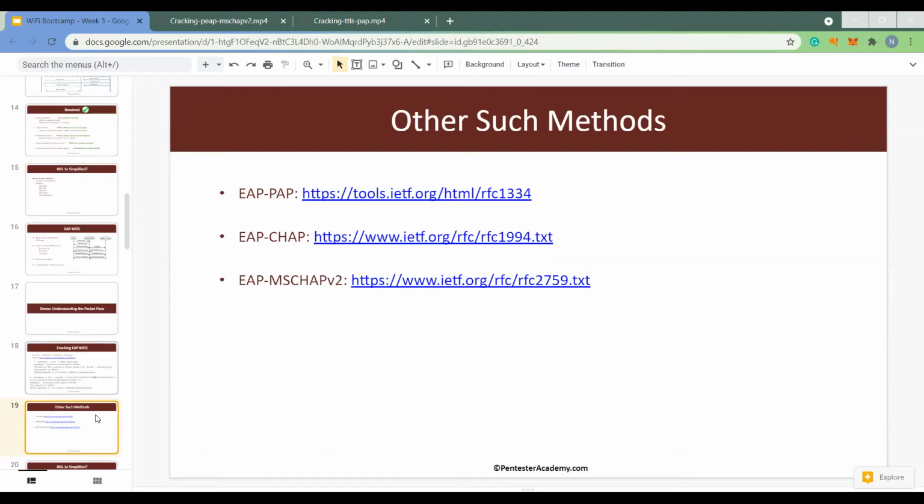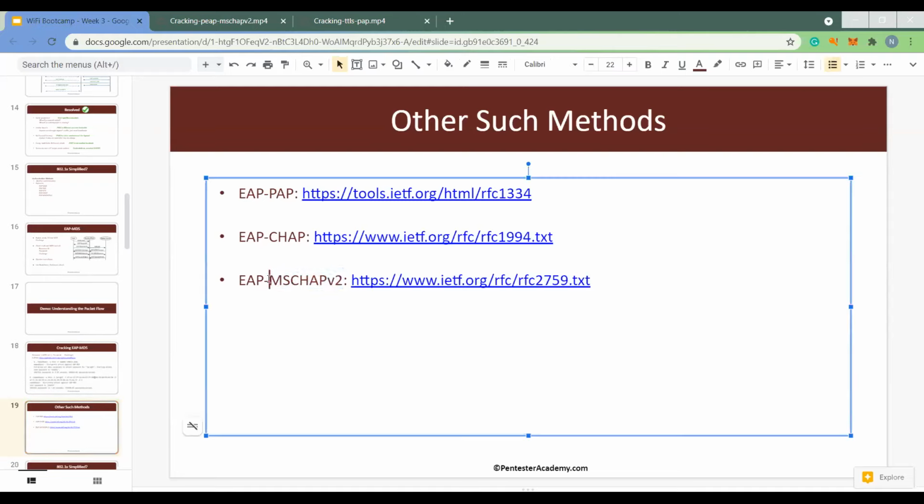There are other methods just like EAP MD5. For example, EAP PAP is there, EAP CHAP is there, EAP MS CHAP v2 is there. And as you can tell from the name, MS means Microsoft here. So this is one of Microsoft's proprietary protocols. CHAP means challenge-based authentication handshake.